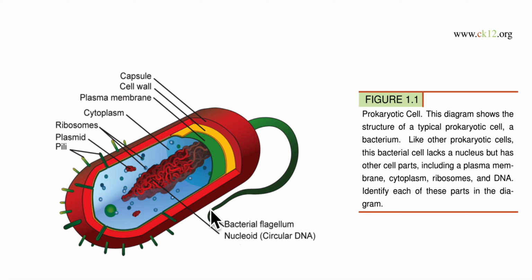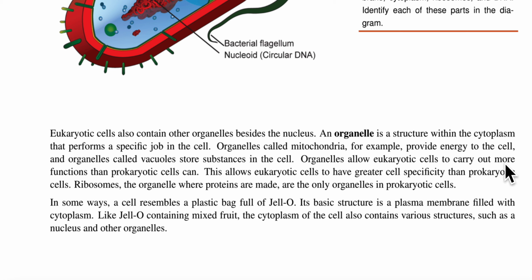Eukaryotic cells also contain organelles besides the nucleus. An organelle is a structure within the cytoplasm that performs a specific job in the cell. Organelles called mitochondria, for example, provide energy to the cell, and organelles called vacuoles store substances in the cell. Organelles allow eukaryotic cells to carry out more functions than prokaryotic cells can. This allows eukaryotic cells to have greater cell specificity than prokaryotic cells. Ribosomes, where proteins are made, are the only organelles in prokaryotic cells.